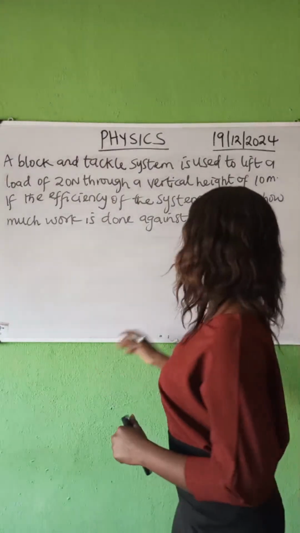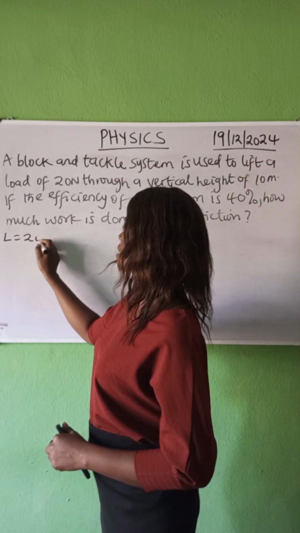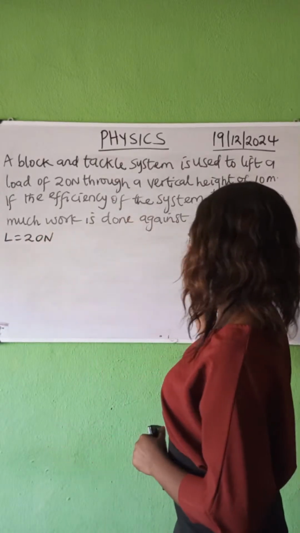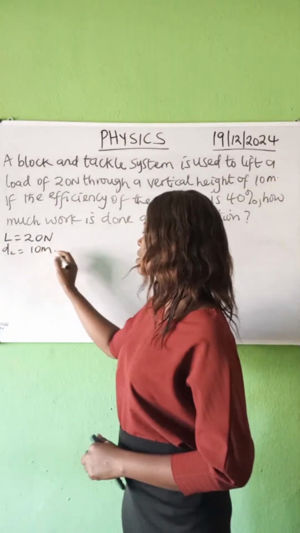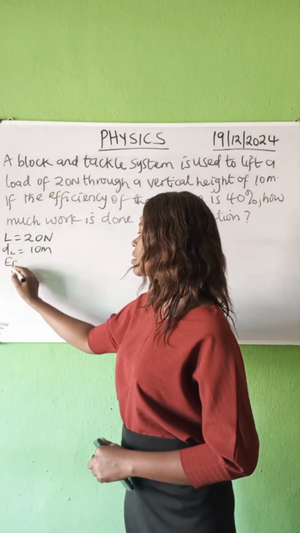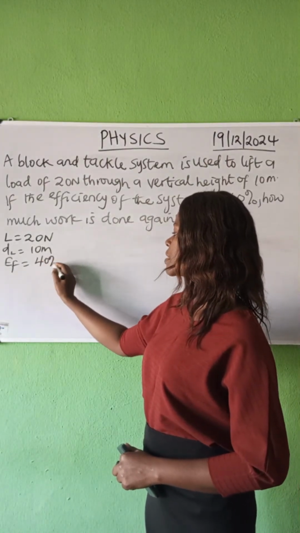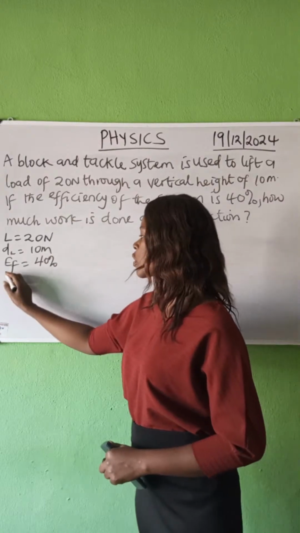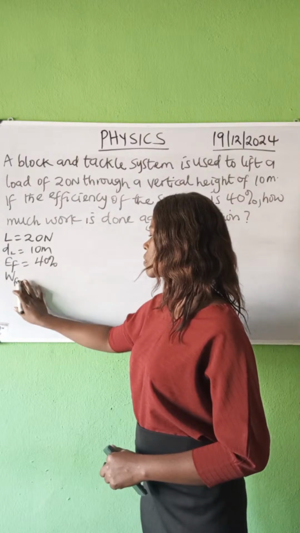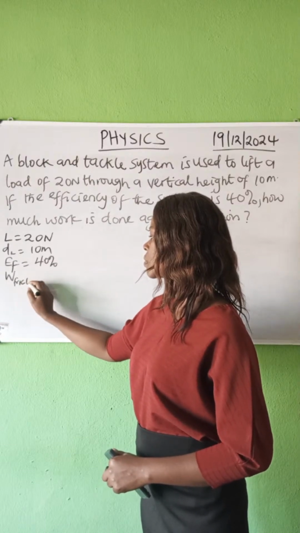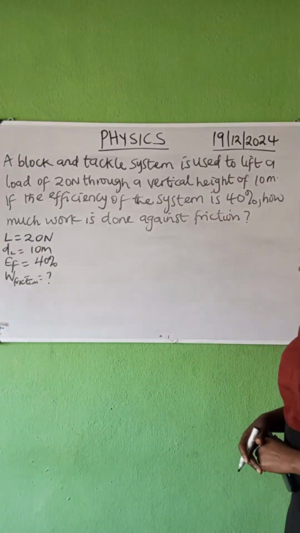All right, so let's state our values. My load is given as 20 Newton. Then the distance moved by the load is given as 10 meters. Efficiency is given as 40%. Then you're looking for work done against what? Friction. Work done against friction.